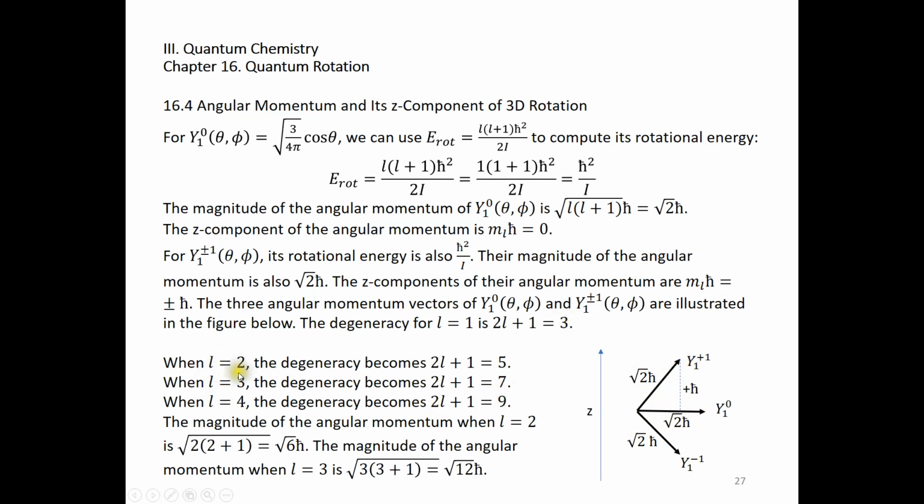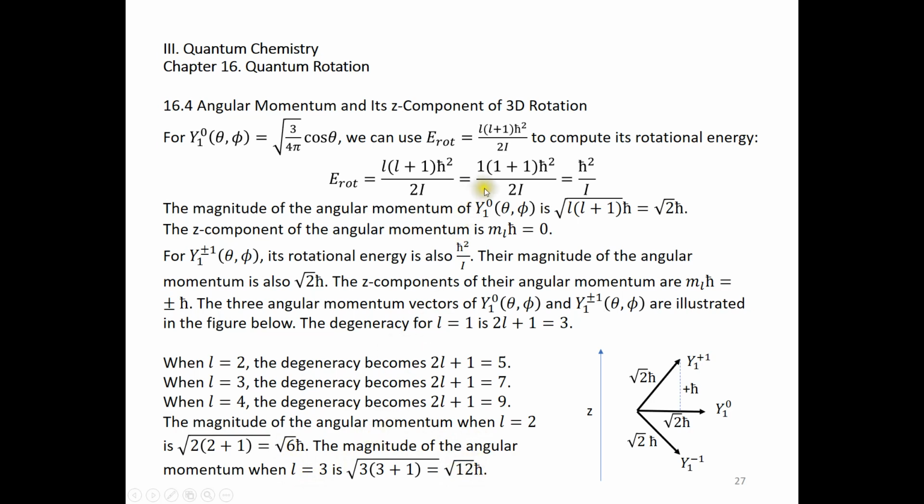Now, what if L is 2 or 3 or 4? Then the degeneracy becomes 5, 7, and 9. The magnitude of the angular momentum when L is 2, we'll still use this equation, and also this equation to calculate the rotational energy and the magnitude of the angular momentum. So we just plug in L equals 2. The angular momentum is square root of 6 h bar. When L is 3, the angular momentum is square root of 12 h bar.